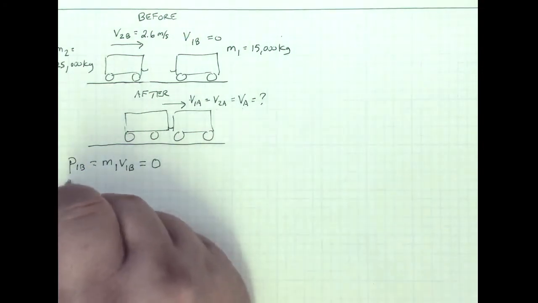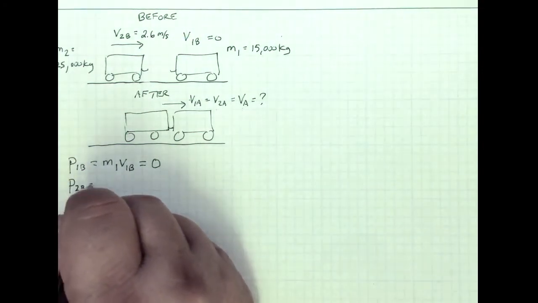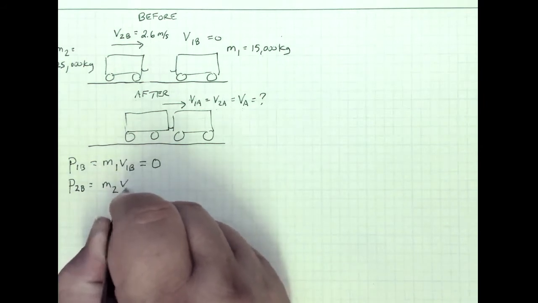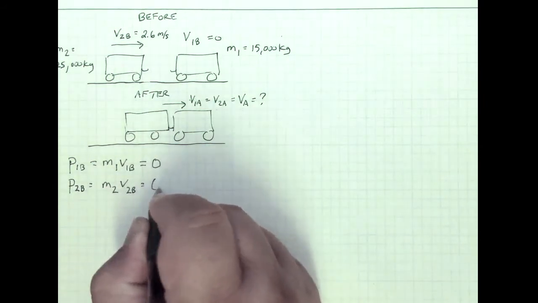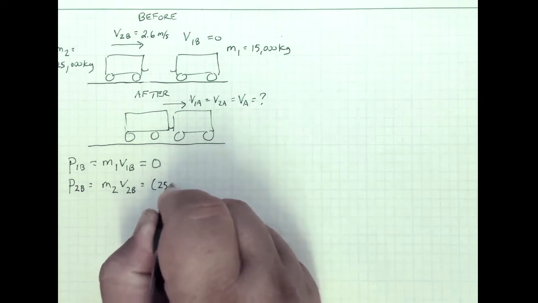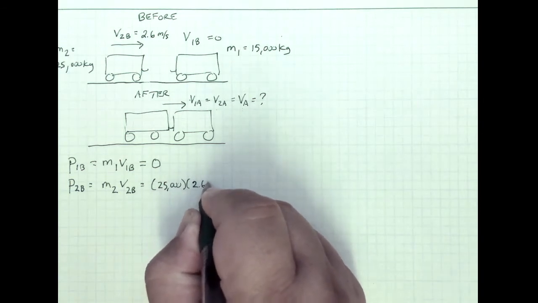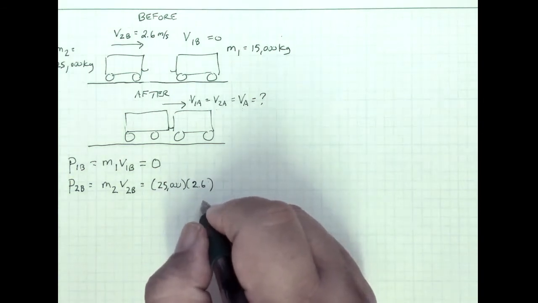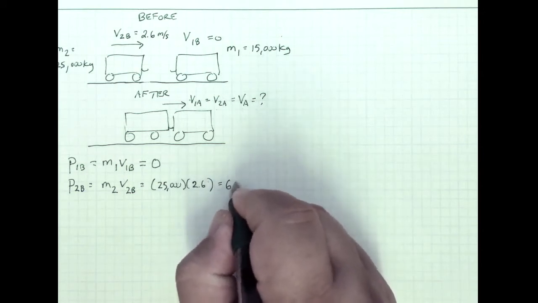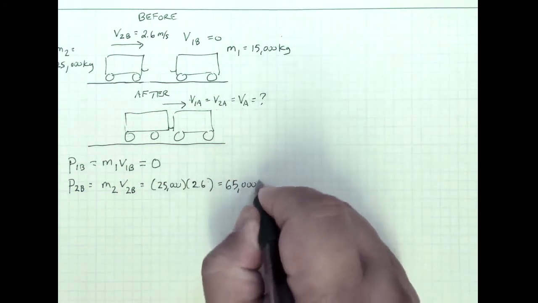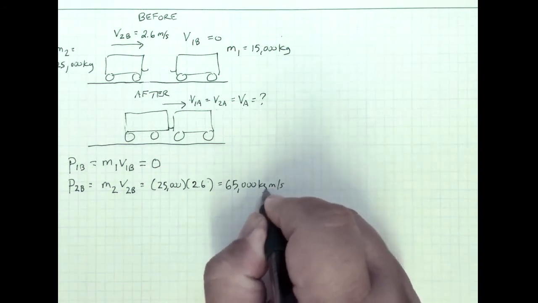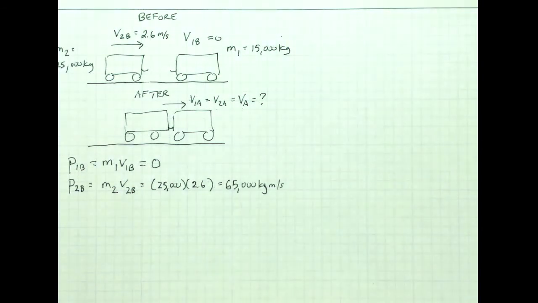Right, then the momentum of car 2 before the collision is the mass of car 2 times the velocity of car 2 before the collision. The mass of car 2 is 25,000 kilograms, and the velocity of car 2 before the collision is 2.6 meters per second, and that comes out to 65,000 kilogram meters per second. Notice the unusual units for momentum. So this is the momentum of each car before the collision.